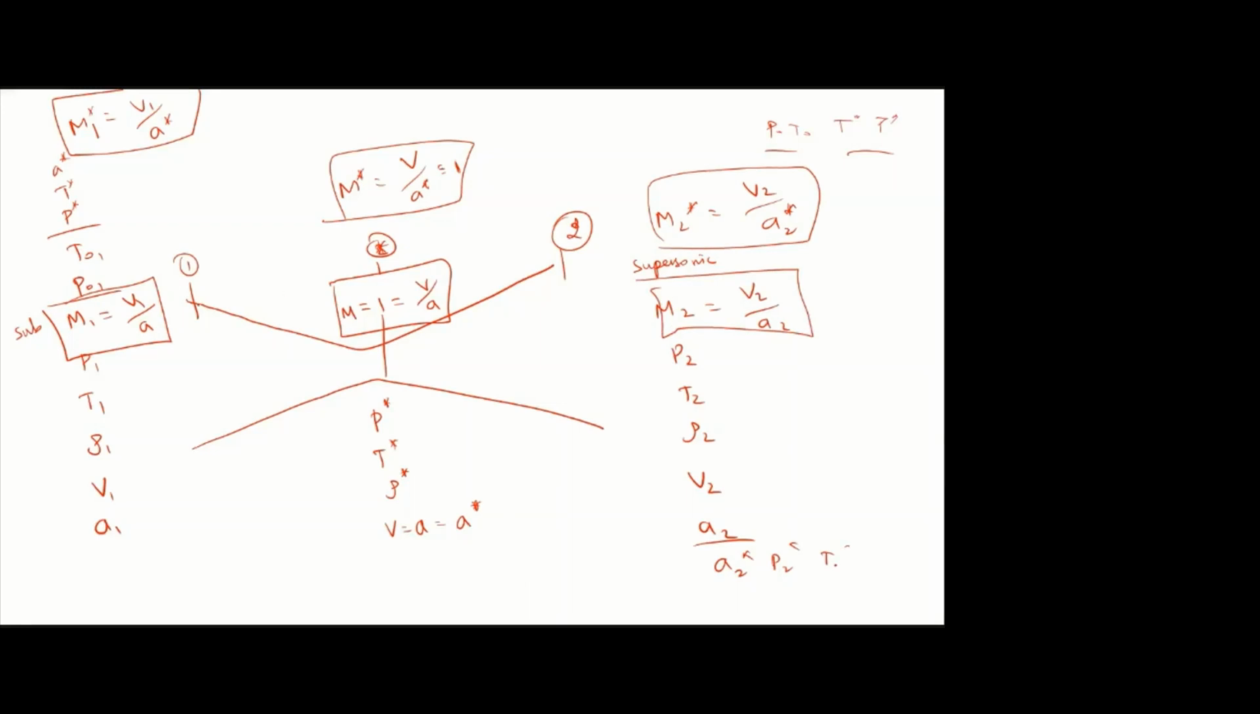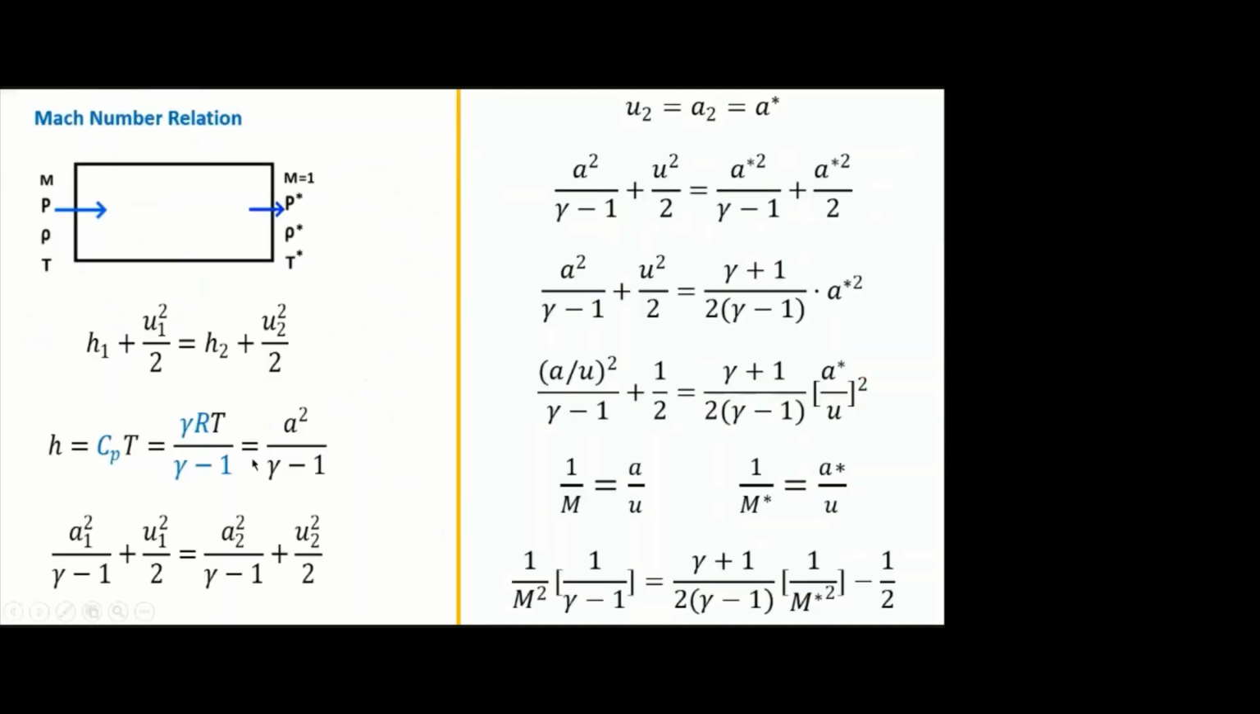If M1 is less than 1, then M1 star also will be less than 1. If M1 is 1, M star is also 1. If M2 is greater than 1, M2 star also will be greater than 1, but the difference will be very high. For example, if M2 is 10, then M2 star will be around 2.3 something. Like that, there will be a variation. So this is the relation.